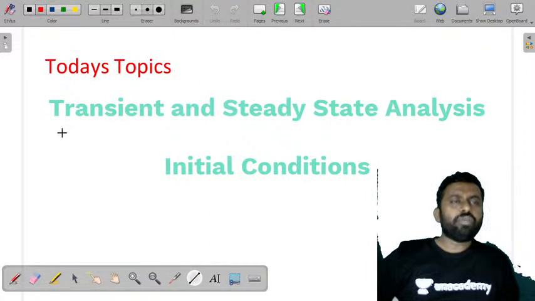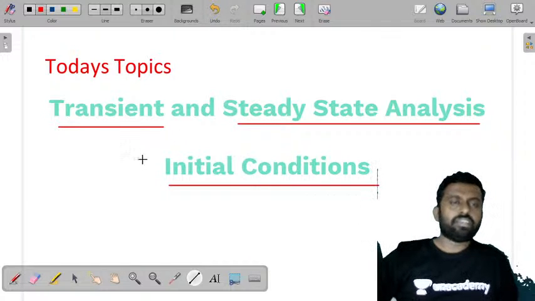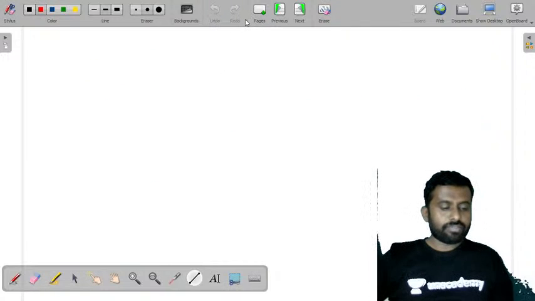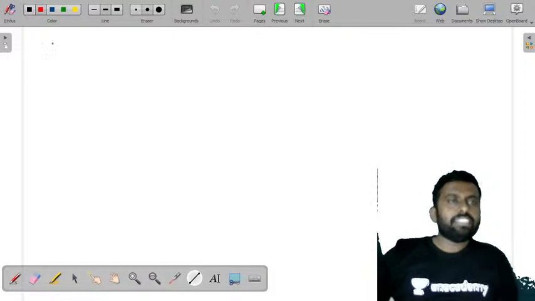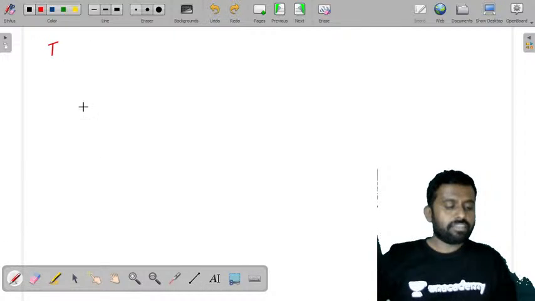So the topic for today is transient and steady state analysis, and initial conditions is our topic under this transient and steady state analysis. So let's look at that now. Transient and steady state analysis.